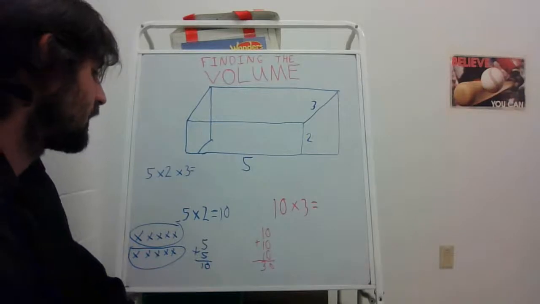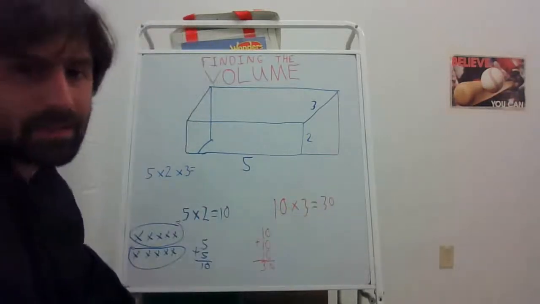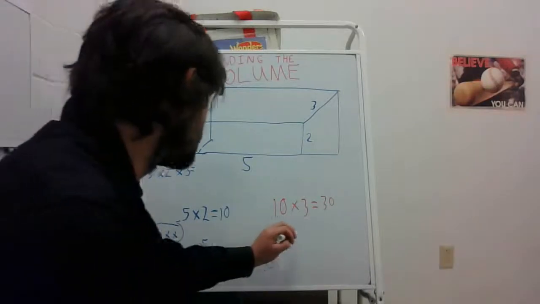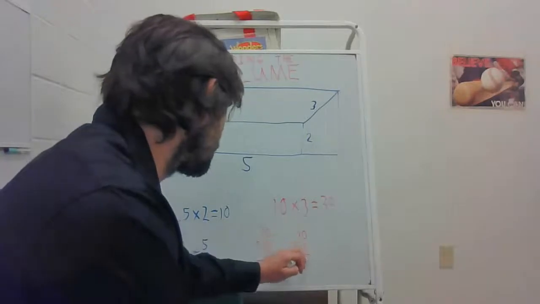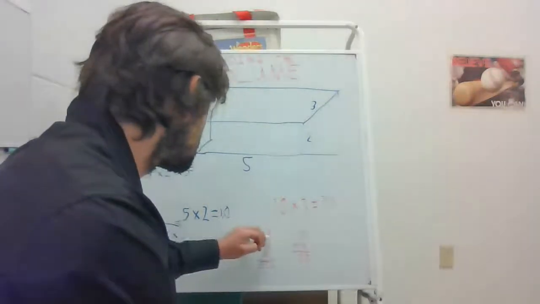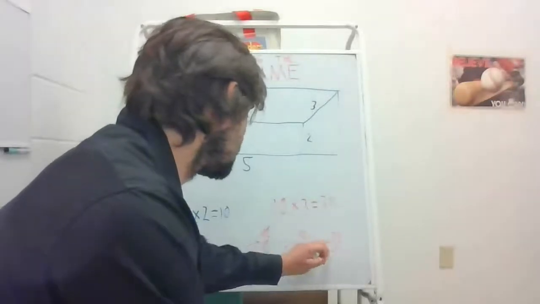10 times 3 is 30. Now, it's not necessary for a lot of you, but if you wanted to do this one at a time, we would add 10 plus 10, 0 plus 0, 1 plus 1, 2. And then we would add 20 plus 10. That would be adding 10 3 times.